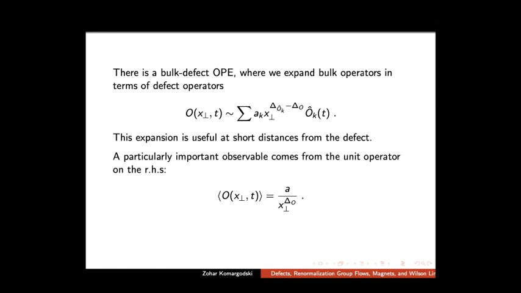A particularly important observable that condensed matter people simulate and measure, and we have experimental results, is the particular instance of the unit operator. So a unit operator can appear on the right-hand side of this expansion. When you expand the bulk operator, you can get the unit operator on the right-hand side. And there is a corresponding coefficient A, and that leads to a one-point function. So unlike regular conformal field theories with no impurities where the one-point functions vanish, here the one-point function does not necessarily vanish, and it decays algebraically from the defect, as I said at the beginning.